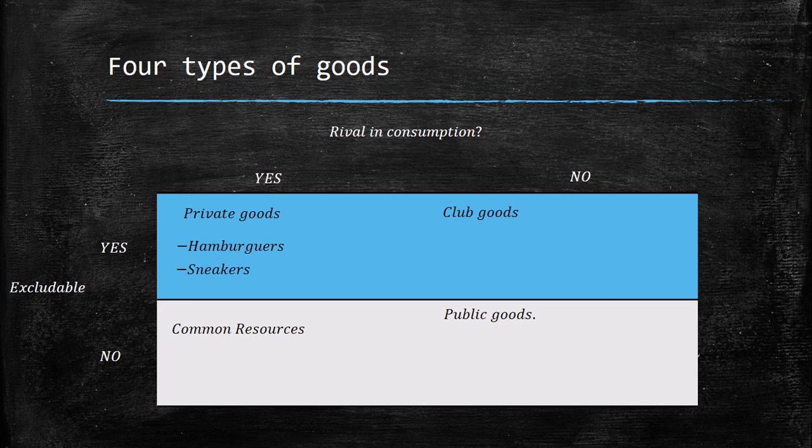You cannot use the same pair of shoes, and the other fact, excludable, because you have to pay for that. Club goods, for example, paid internet, because it is excludable. Of course, if you don't pay, you cannot access the internet. It is not rivalrous in consumption, because the fact that I'm using it doesn't mean the other cannot use it at the same time.